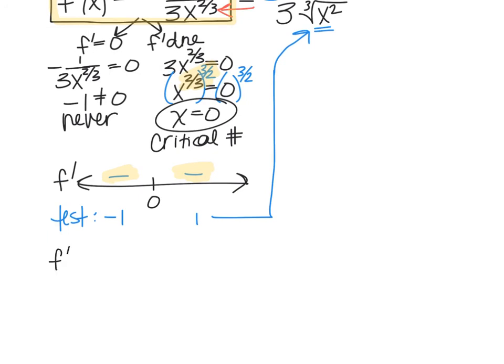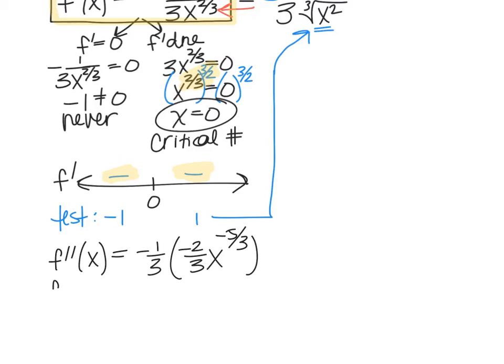So let's go on to f double prime then. If my first derivative was -1/3 x to the -2/3 power, then my second derivative will have -1/3 times the -2/3 x, and then we're going to subtract 1 again, so that's going to be -5/3 for my exponent on my second derivative. So f double prime should be +2/9 times x to the -5/3 power.